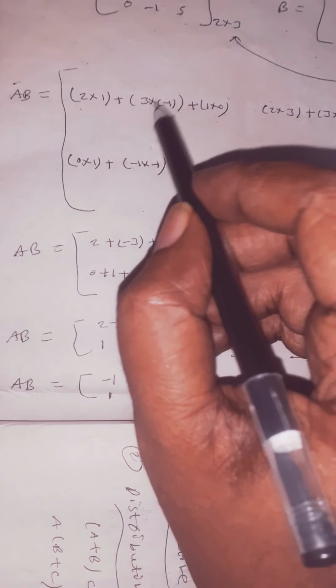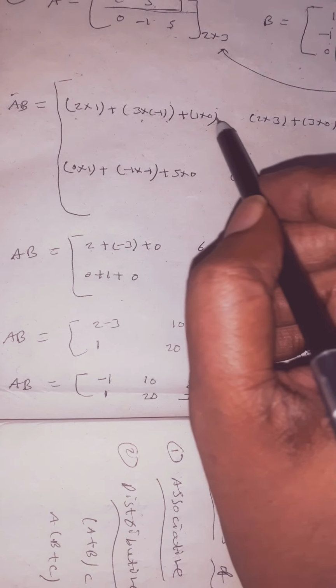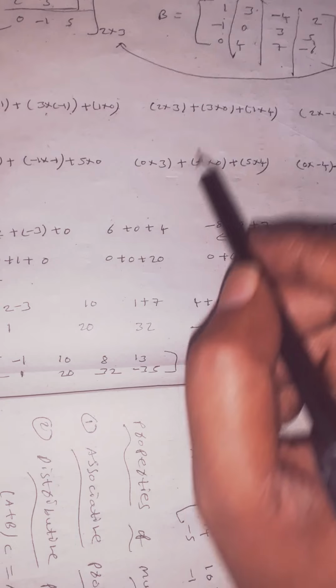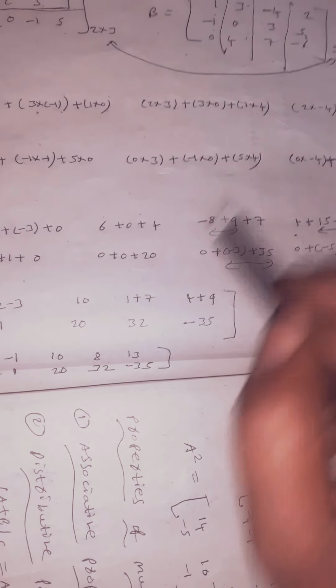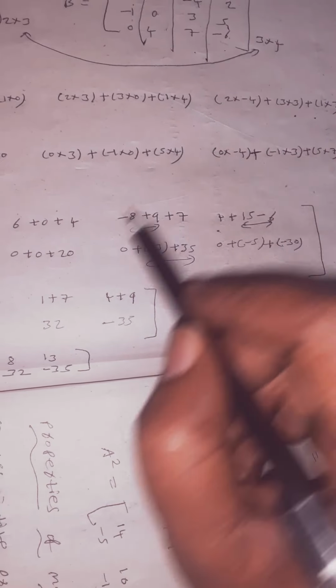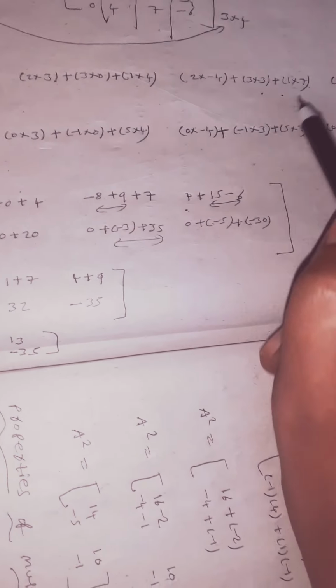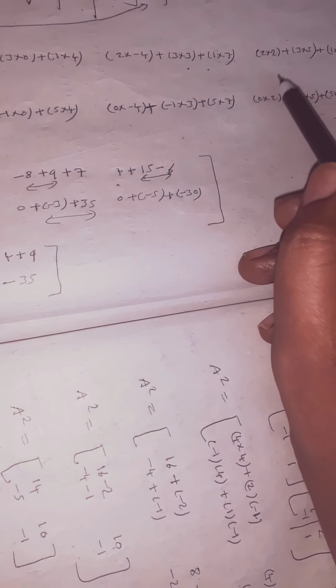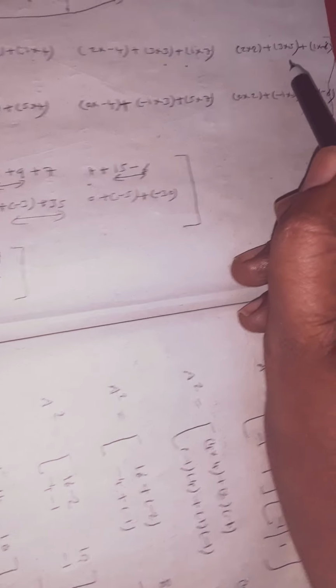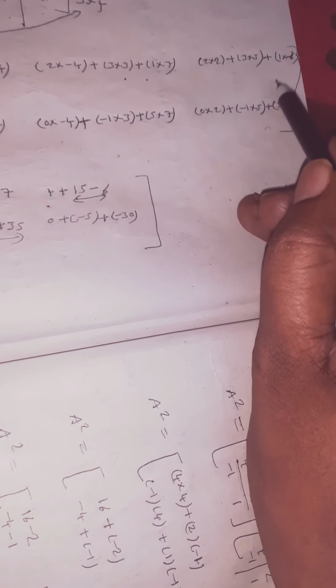So next, what I did: 2 ones are 2. 3 into minus 1 is minus 3. 1 into 0 is 0. Next, 2 3s are 6. 3 zeros are 0. 1 4 is 4. 2 into minus 4 is minus 8. 3 3s are 9. 1 7 is 7. Next, 2 2s are 4. 3 5s are 15. Next, 1 into minus 6 is minus 6.